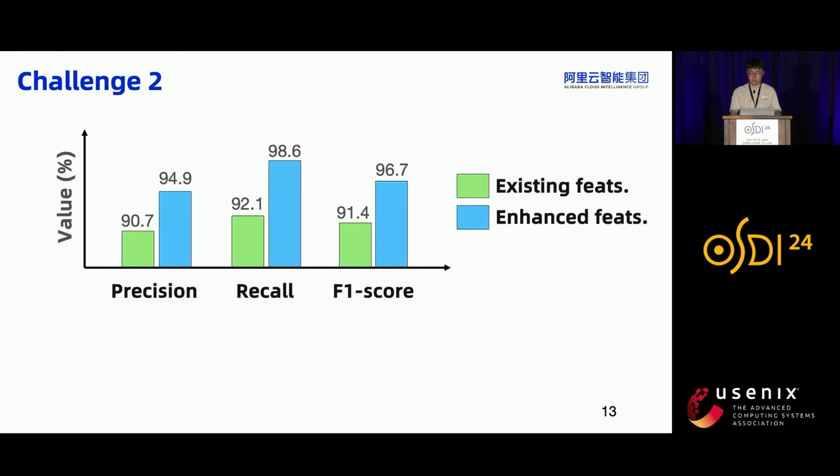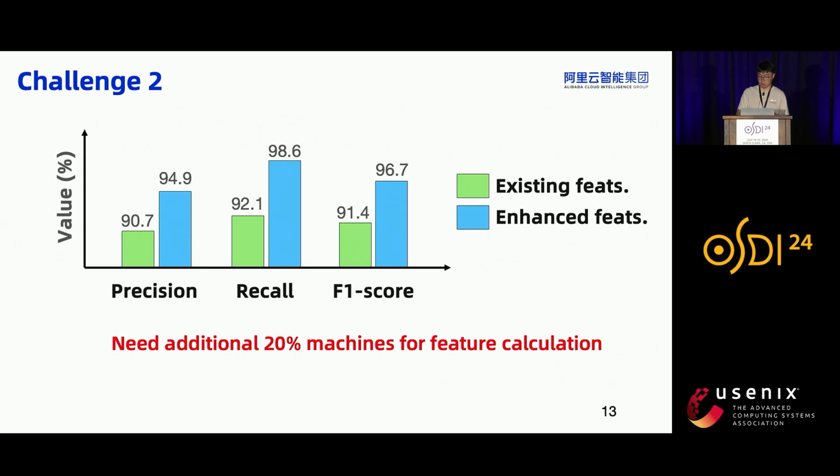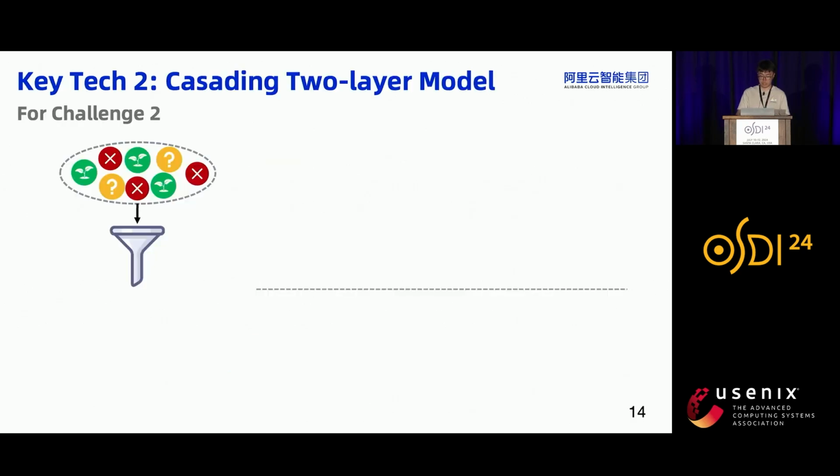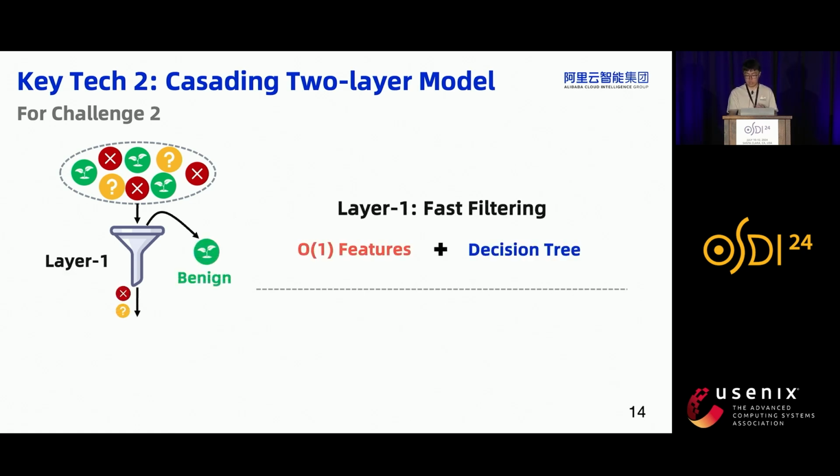Now, with the full set of features, we, however, discovered that we are not able to use this in practice, because simply using these features, while it did give us high precision and recall, took too many resources to finish. So in that case, we are running into the problem of balancing speed and accuracy. To solve this problem, we developed a two-layer cascading model. The first layer aims at fast filtering.